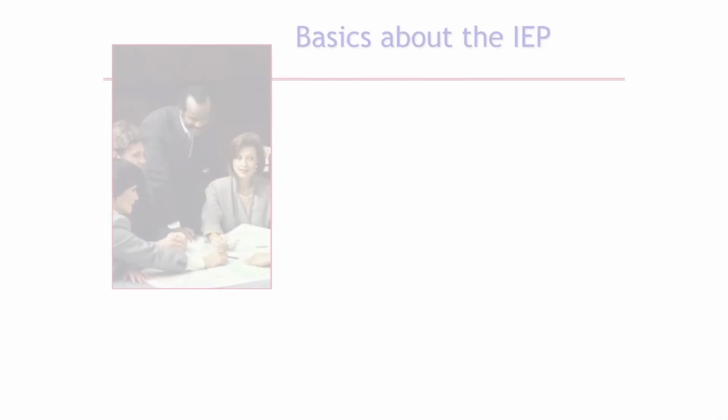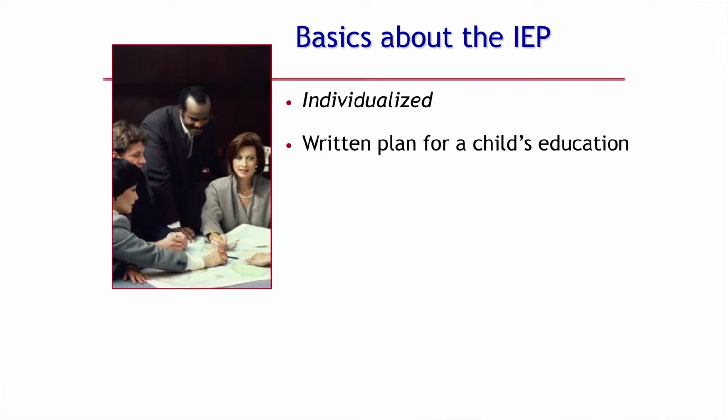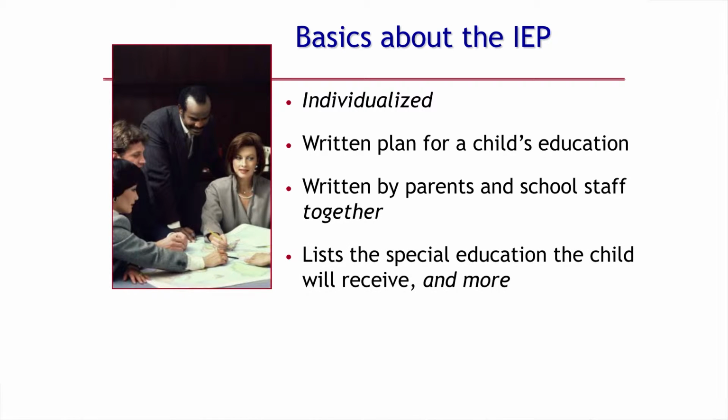So I'm just going to give a few basics about the IEP. Obviously it's individualized. It is a written plan for your child's education. It's written by parents and school staff together. And it lists the special education the child receives and more. It's both a document and a process.